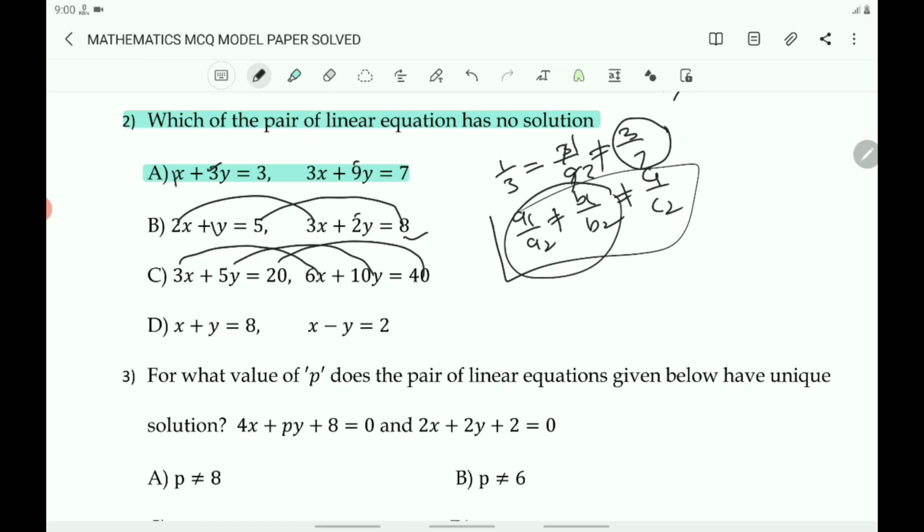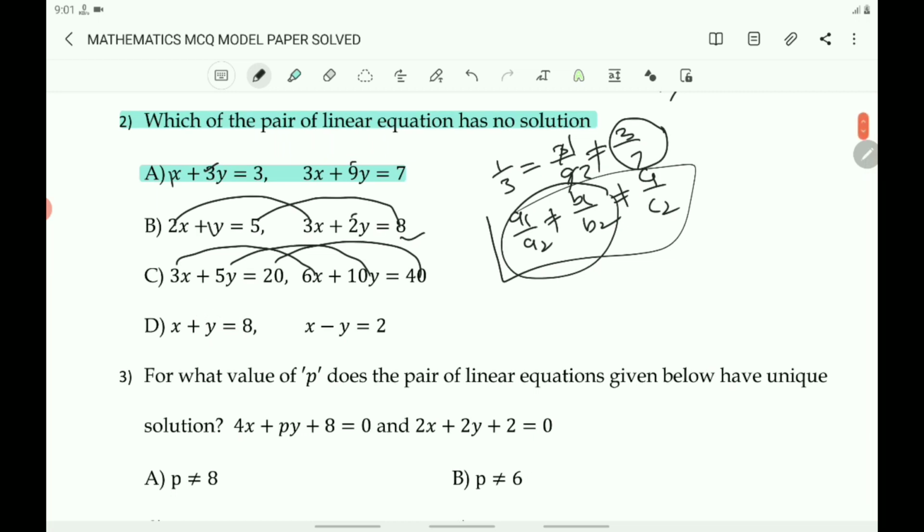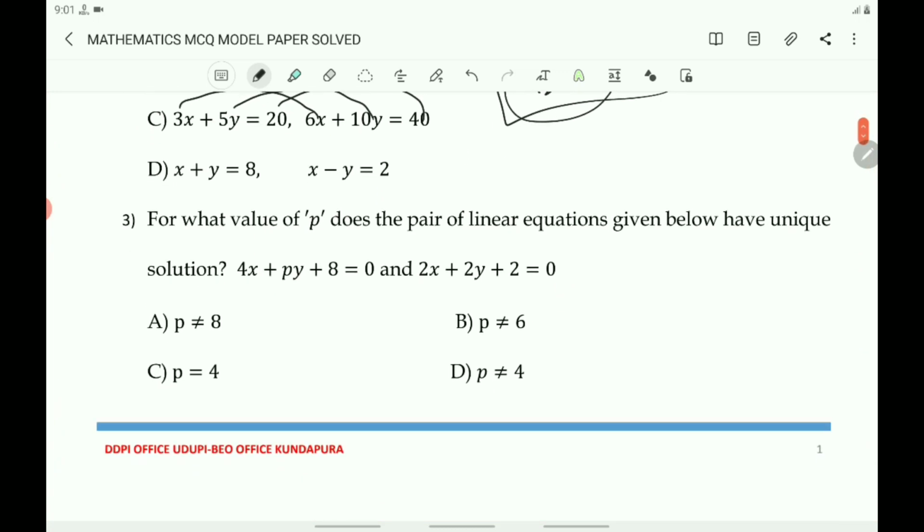And here, x plus y, you can take 1 by 1 and 1 by minus 1 is minus 1, and 8 by 4 is 4. So here these two are not equal, and here you got a1 by a2 not equal to b1 by b2. So this equation also has a unique solution. You can find this solution. So option A is the answer. That is, you got the relation a1 by a2 equals b1 by b2, which is not equal to c1 by c2. Next you take the third question.